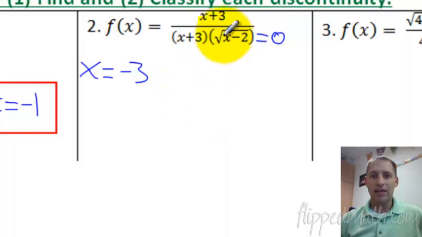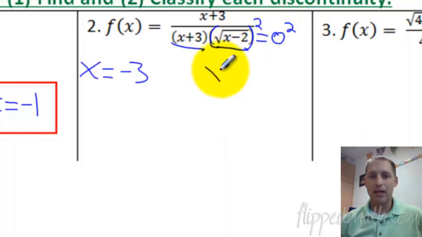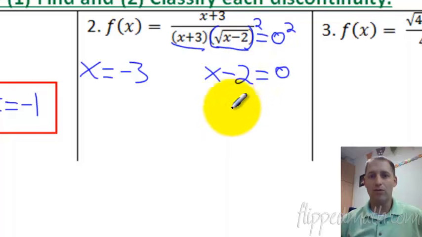And then we take this other factor. How do we get rid of the square root? You square both sides. So remember, this is the zero product property, where you take the first factor and the second factor, set them both equal to 0, and solve. So we take this one and square both sides, and you get x minus 2 equals 0. Square root's gone. Solve it, you get x equals 2.